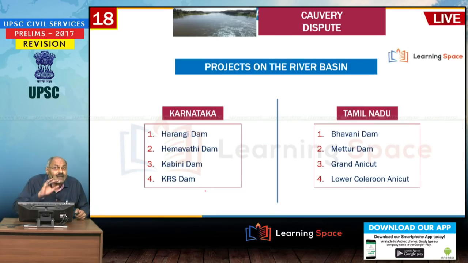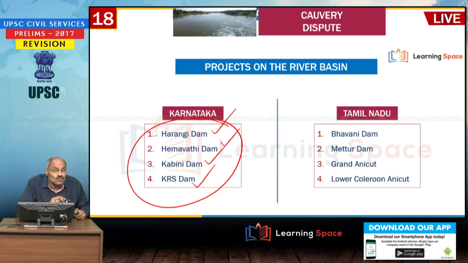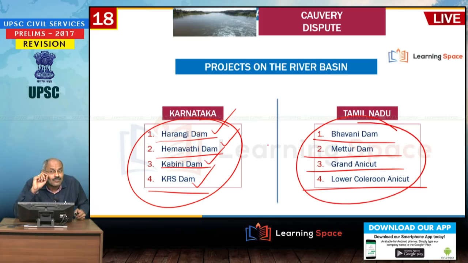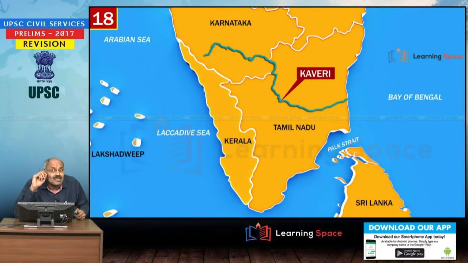And if you look at the projects on the river basin, in Karnataka as well as Tamil Nadu, these are very important from an examination perspective: Harangi Dam, Hemavati Dam, Kabini Dam, Krishnaraja Sagar Dam. So, these 4 are situated in Karnataka, please do not forget Harangi, Hemavati, Kabini, KRS. KRS means Krishnaraja Sagar. If you look at Tamil Nadu, Bhavani Dam, Mettur Dam, Grand Anicut, Lower Kollidam project. So, these 4 are situated in Tamil Nadu, right. These things do not forget, and this is Cauvery.